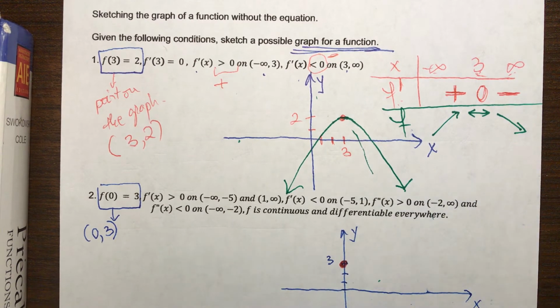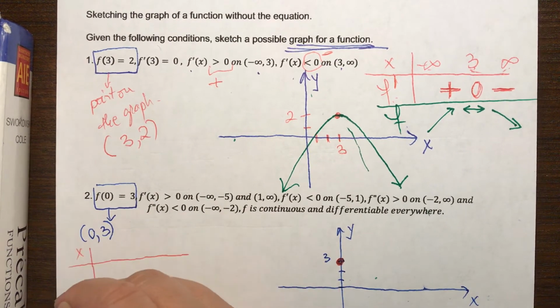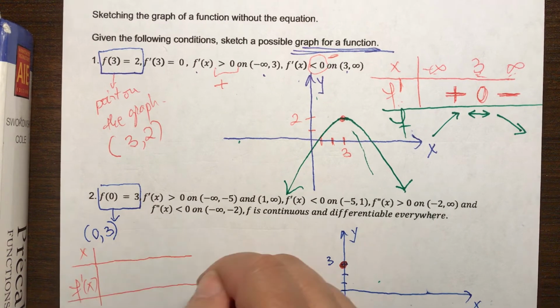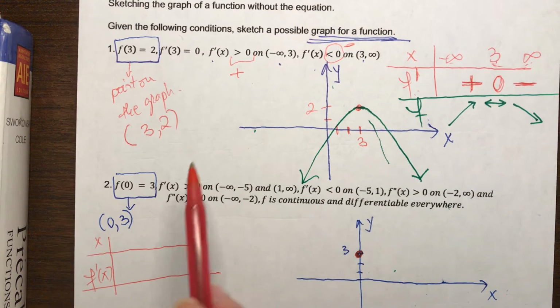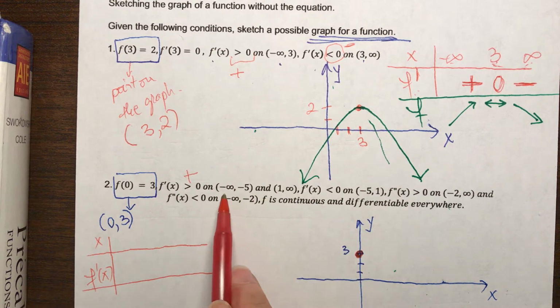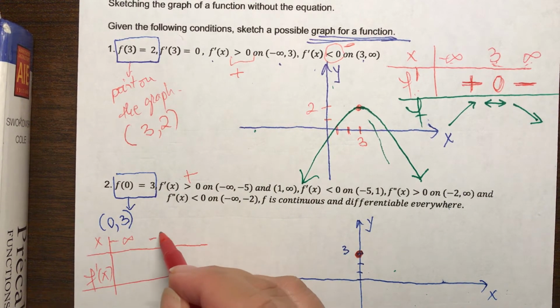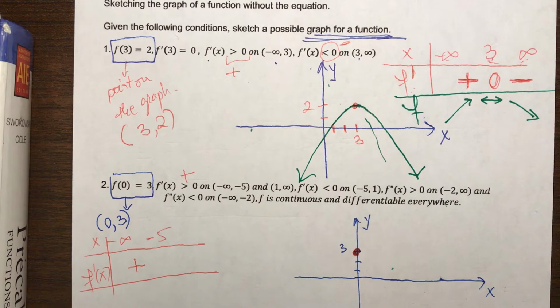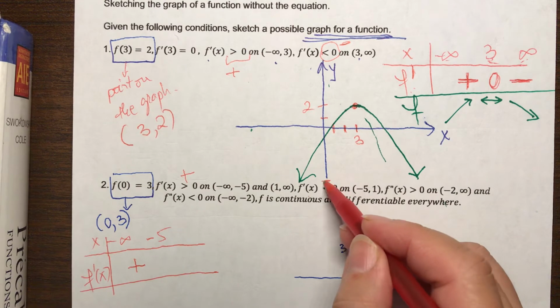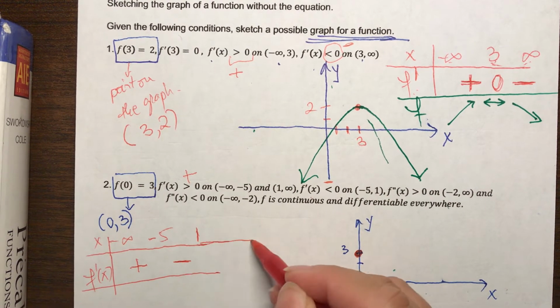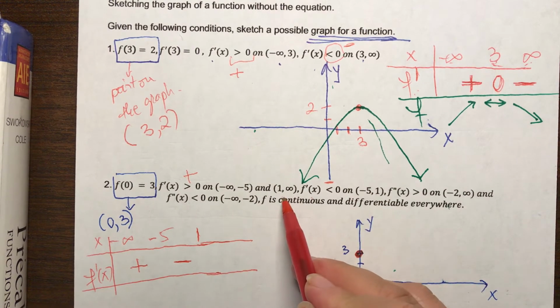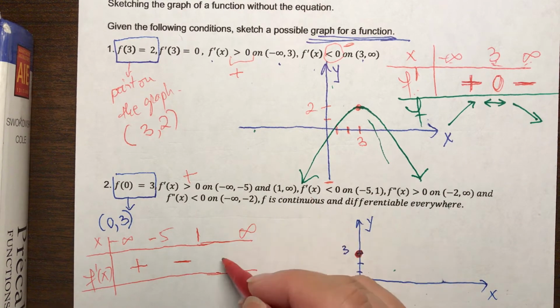Maybe I should do the sign diagram. What do you guys think about the first derivative? Okay, so it says the first derivative is positive. Yes, more than 0 means positive, from negative infinity to negative 5. It's less than 0, so negative, from negative 5 to 1. And then from 1 to infinity is going to be positive again.